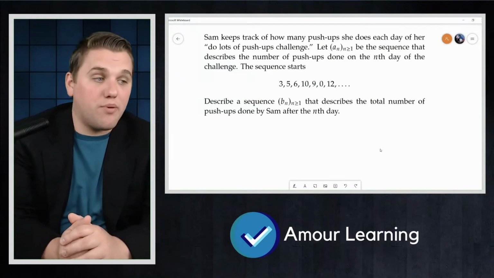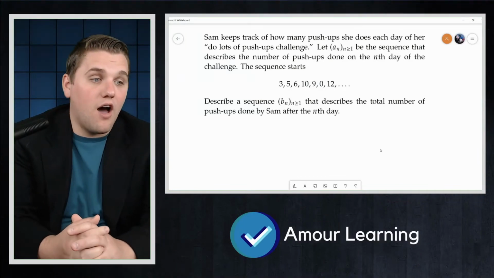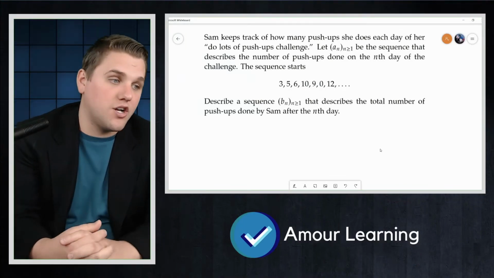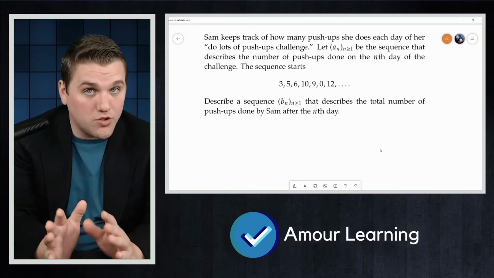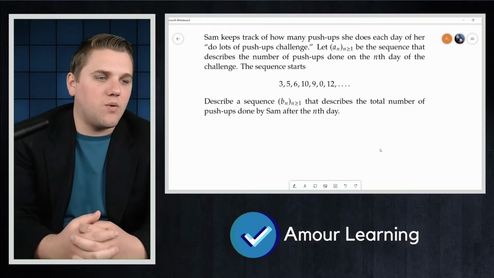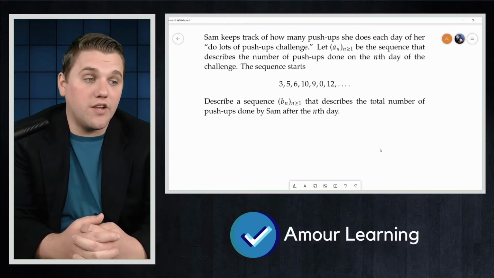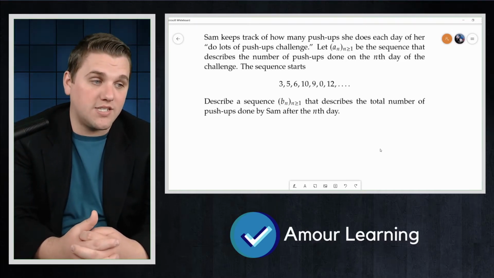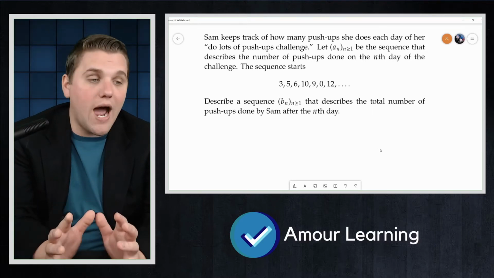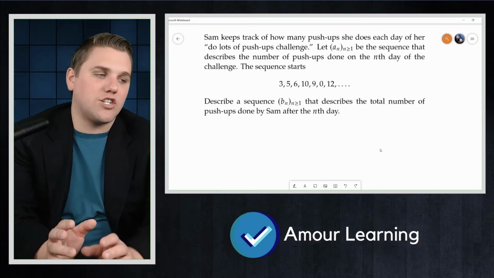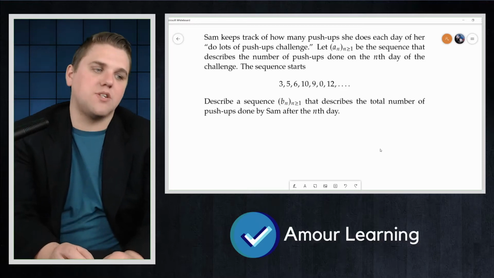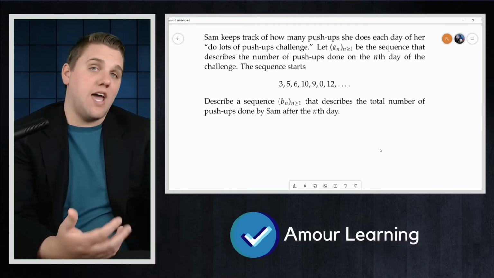Sam keeps track of how many push-ups she does each day of her Do Lots of Push-Ups challenge. Let a_n, starting from n equals 1, that's important, be the sequence that describes the number of push-ups done on the nth day of the challenge. The sequence starts 3, 5, 6, 10, 9, 0, 12. Describe the sequence b_n that describes the total number of push-ups done by Sam after the nth day.